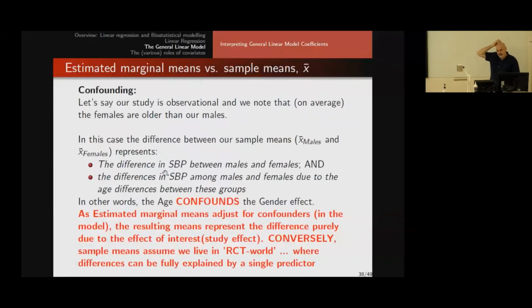Okay, I'm nearly there. Now I just want to talk briefly about confounding, and I'm going to come back to this next week, the week after. It's also very important to observational studies. So let's say our study is observational, and we note that on average, females are older than males. I've made this point of confounding. So by adjustment, we can take out that effect. By using sample means, it's confounded together. Age and gender are confounded, okay? So really, that writing in red is not in red by coincidence. It is so very important.